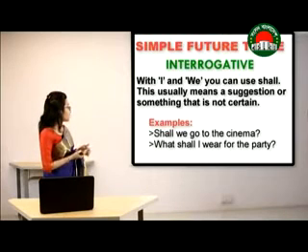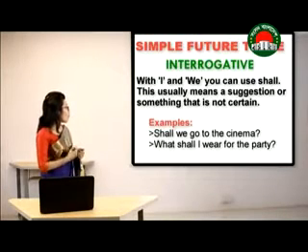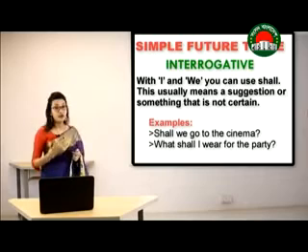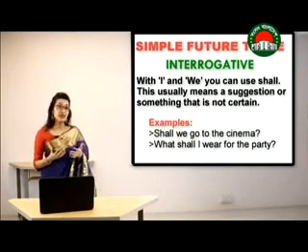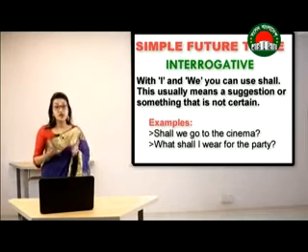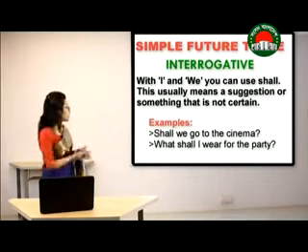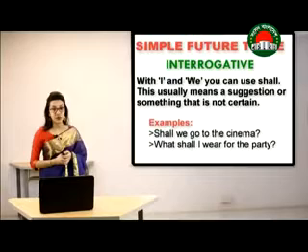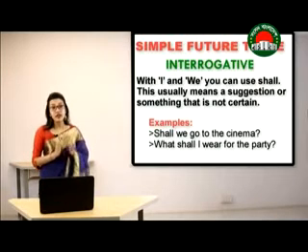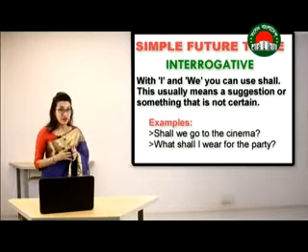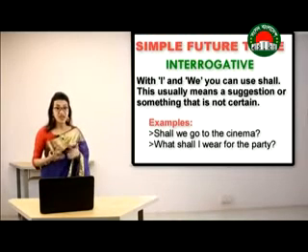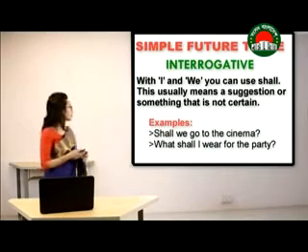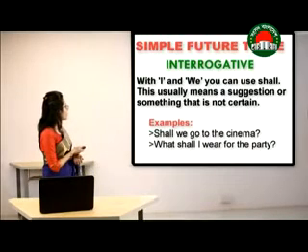So here we have another example. What shall I wear for the party? What am I going to wear to the party? That is something that is not certain. For that reason we have used shall in that case. So I'm repeating once again: if something is uncertain, or if you're asking for a proposal or suggestion, then you can use shall with I or we.